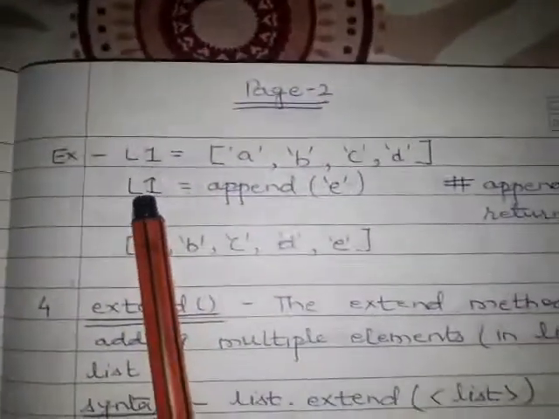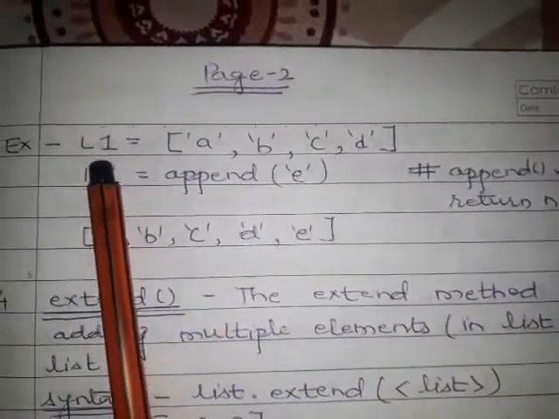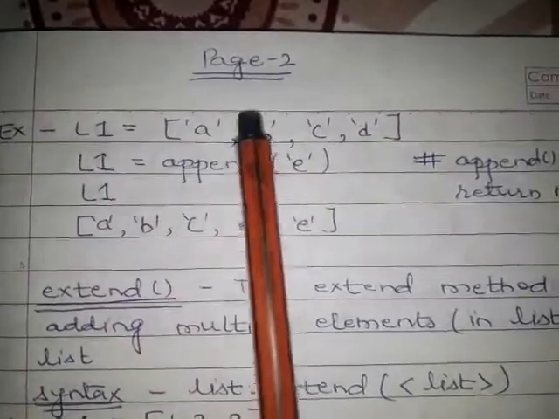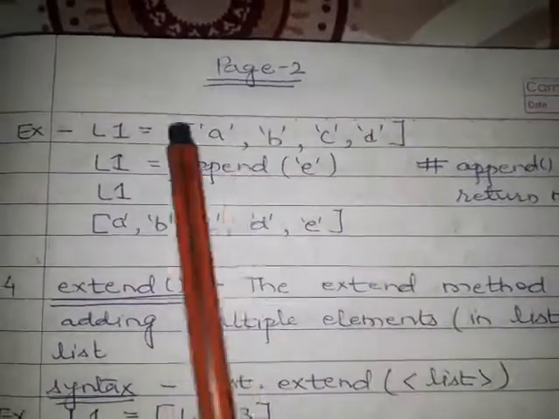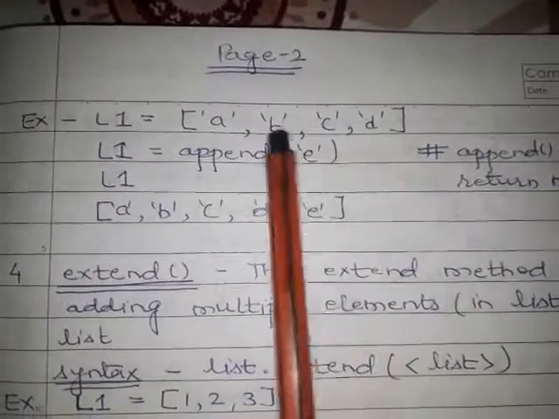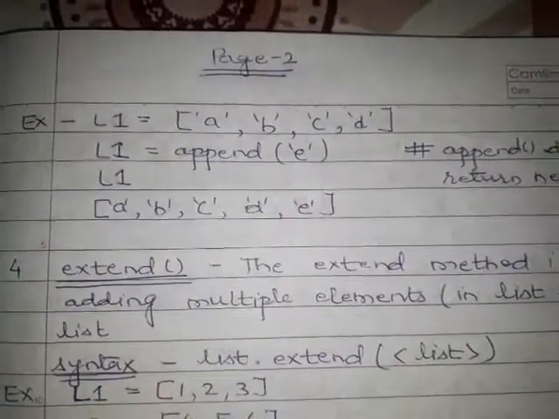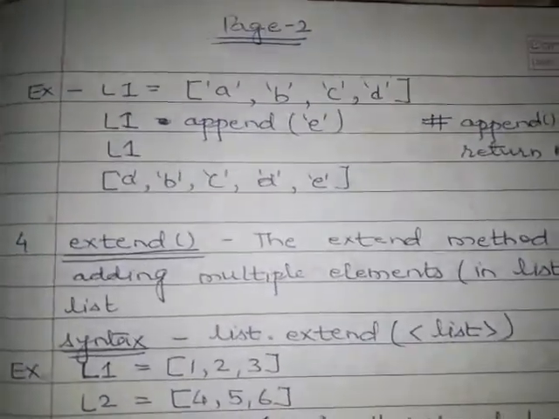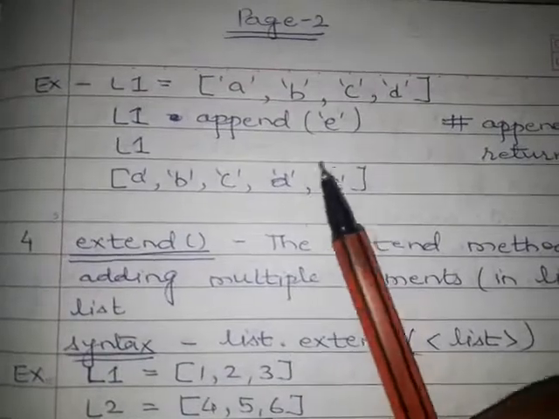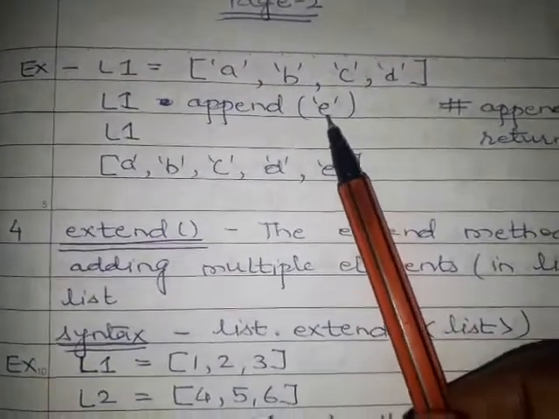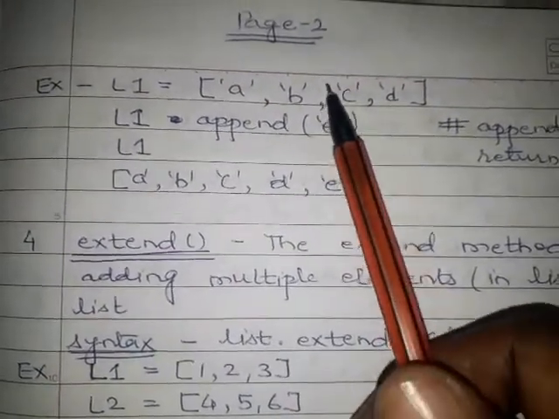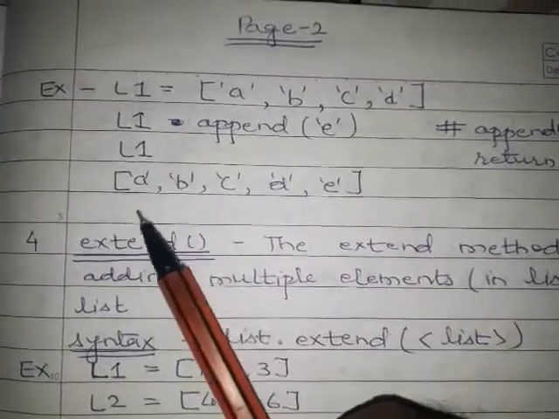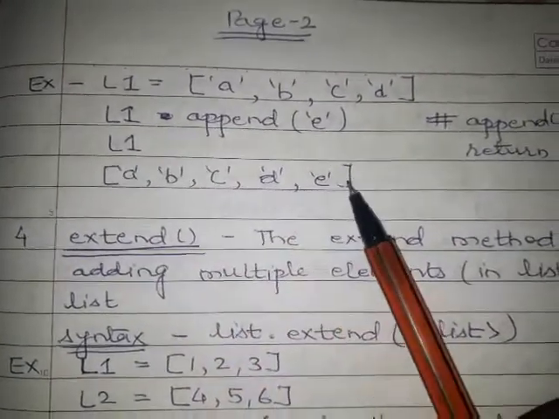Again another example. L1 equals to A, B, C, D. Here these are the characters. Now I append, sorry, it is L1 dot append E. Now I am adding element E to the last of the list. So when I print L1, A, B, C, D, E.